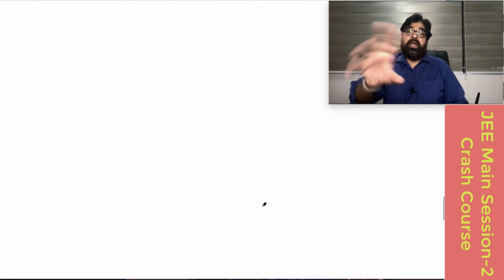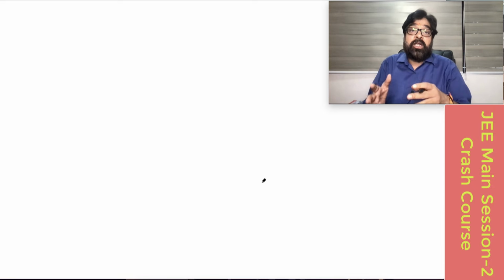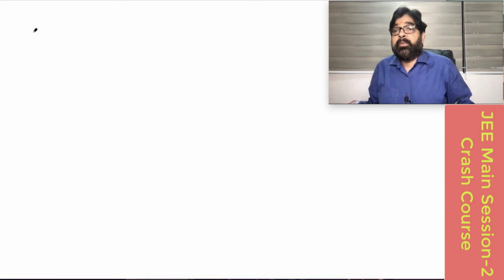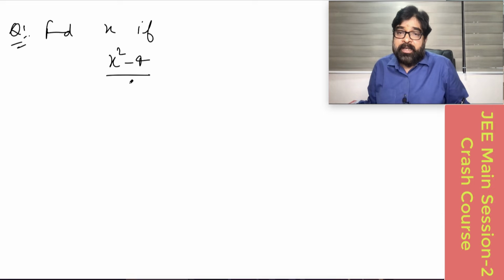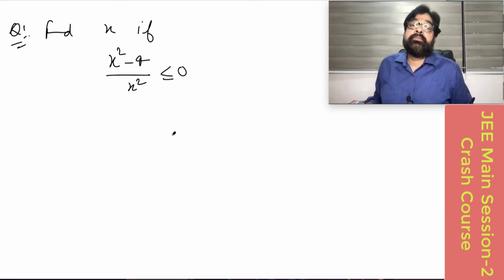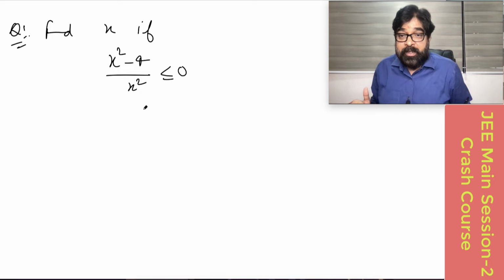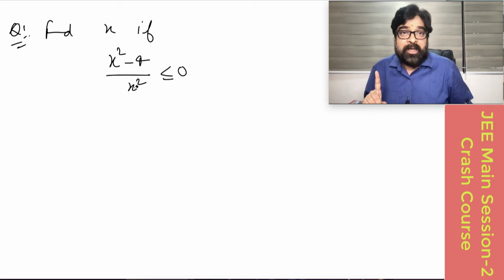In polynomial inequality, the last point which I wanted to tell all of you is that there may be some situation where more than one bracket has the same critical point. For example, suppose a question is coming to find x if (x square minus 4) by x square is less than or equal to 0. Now some people say, sir, this time this is positive, so multiply. No, this is not positive. This is non-negative. Please try to understand one point.